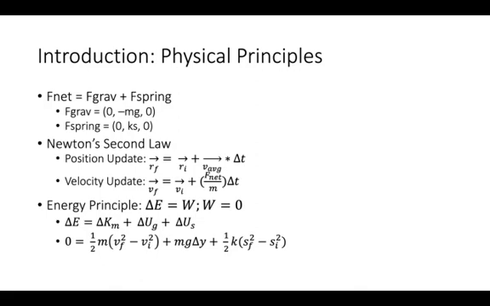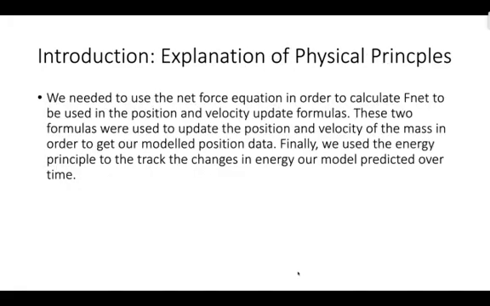We also used Newton's second law. We used the position update and velocity update formulas, which are listed here. And we also used the energy principle, delta E equals W, where W equals 0 in this case. So delta E, or 0, equals the delta K of the mass plus delta U of gravity plus delta U of the spring. And this ended up equaling 1/2 m (v final squared minus v initial squared) plus mg delta y plus 1/2 k (s final squared minus s initial squared).